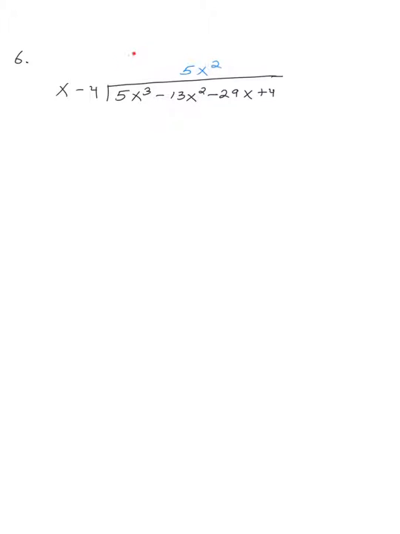I also have to multiply this to the negative 4, which gives me negative 20x squared. I'm going to copy both of these things down: 5x cubed minus 20x squared. I am subtracting these two things, and when I do, this is good. 5x cubed minus 5x cubed is 0. I won't write it. Here, I have to be careful that I'm subtracting a negative. This becomes addition. This is negative 13x squared plus 20x squared. That is a total of 7x squared.